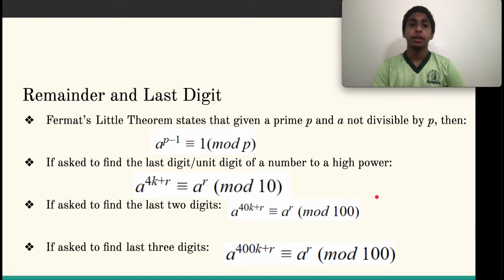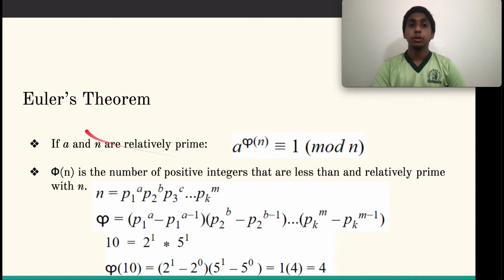Okay, so now we have also Euler's theorem, sorry for pronouncing that wrong. So if a and n are relatively prime, so they have no other common factor other than 1, right? Then a to the power phi n is congruent to 1 mod n. And here, phi n is the number of positive integers that are less than and relatively prime with n.